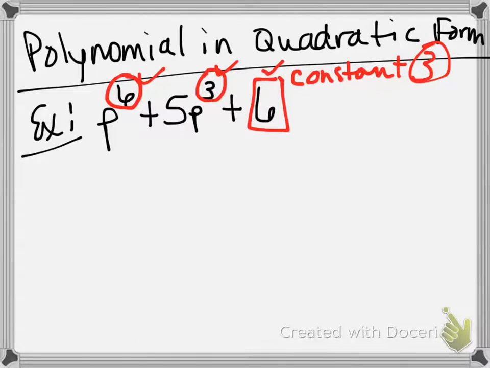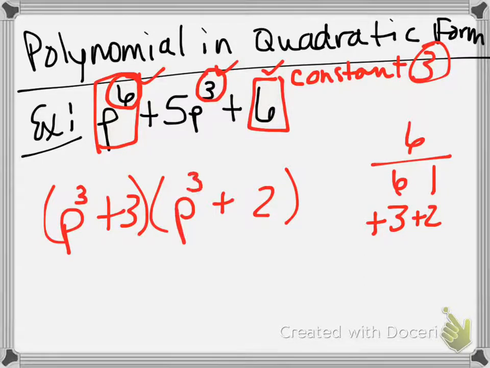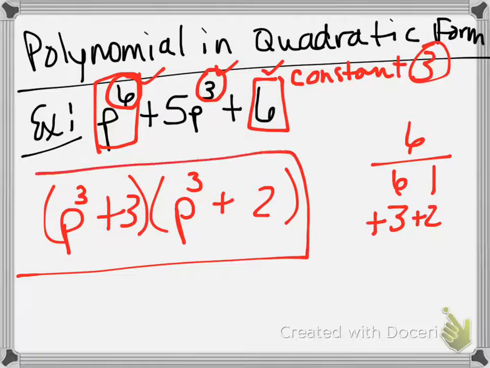So what do we do? Well, we take 6 and we say what times what gives me 6 and adds up to be 5. So it could either be 6 and 1 or 3 and 2. We need this to add up to positive 5, so plus 3 plus 2. Well, that's how it's going to factor. So what do we do here? Well, it's p to the 6th, so I'm going to use half of that, which is p to the 3rd, and that's my factor.